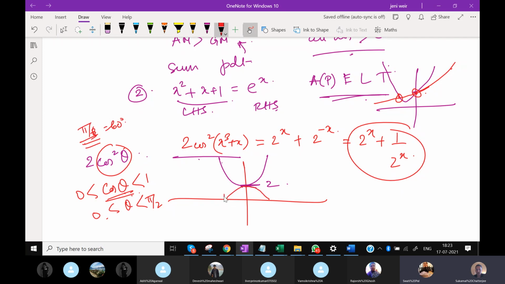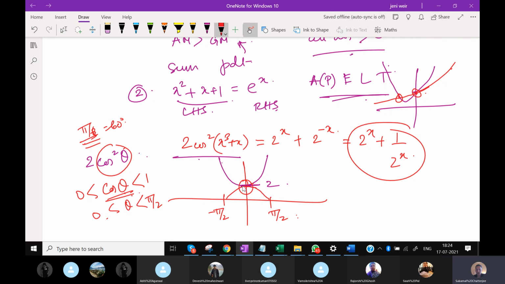Between minus pi by 2 to plus pi by 2, cos is positive, the first and fourth quadrant. So the behavior will be exactly the same. It will be a mirror image. So the only point where these two graphs will touch each other is at x equal to 0, and the value will be 2.